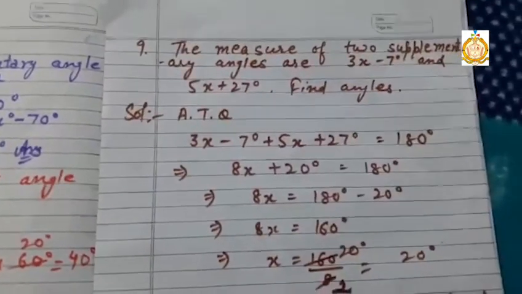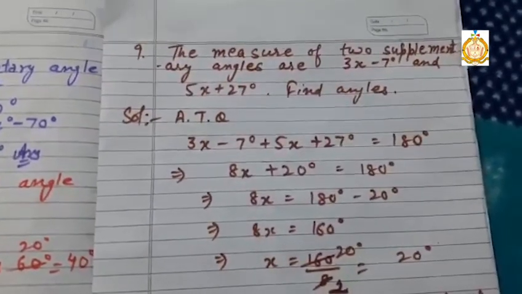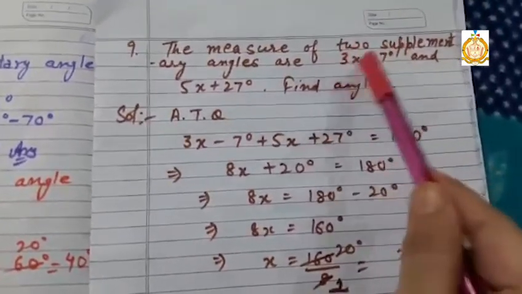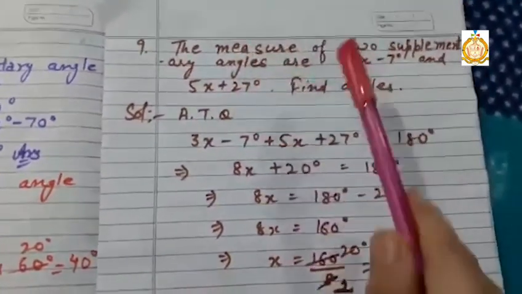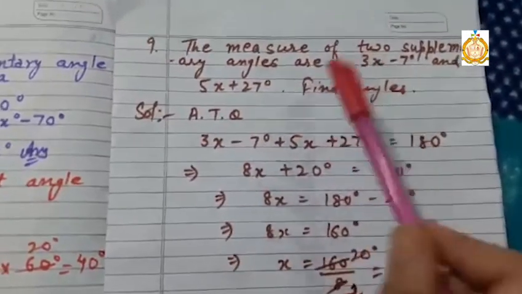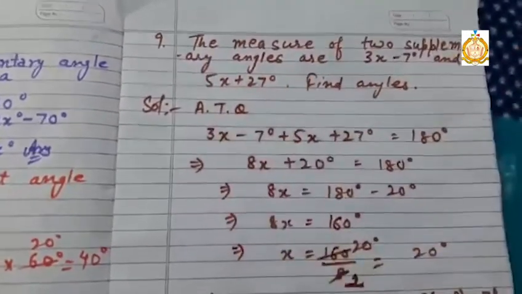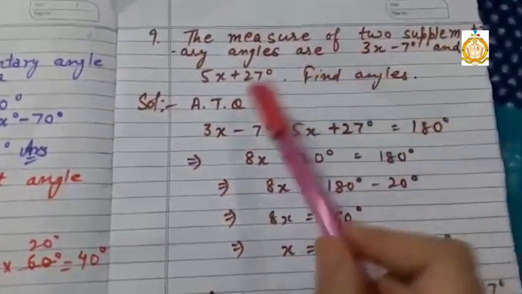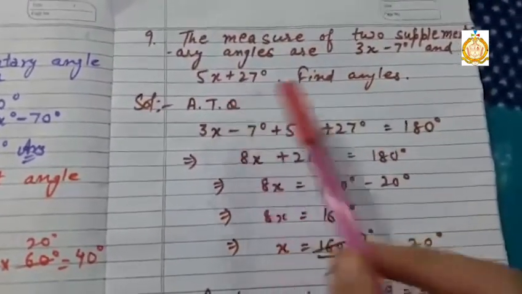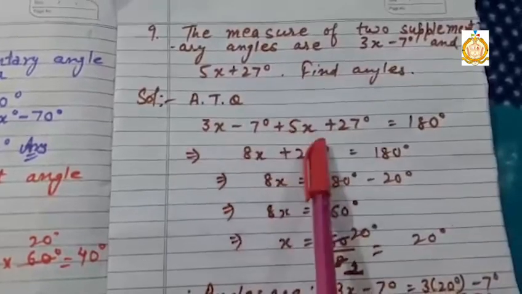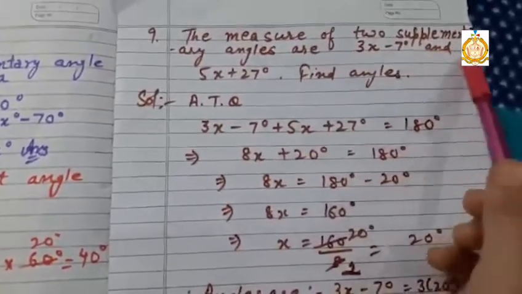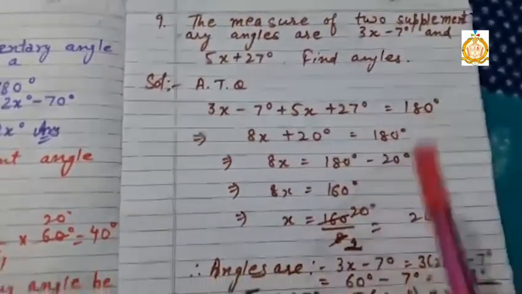In the next sum, we have to find the measure of two supplementary angles. We are given two supplementary angles which are in the form of x: 3x minus 7 degree and 5x plus 27 degree. As both of these angles are supplementary to each other, we would add up both of them, and as they are supplementary, they would sum up to give 180 degree.